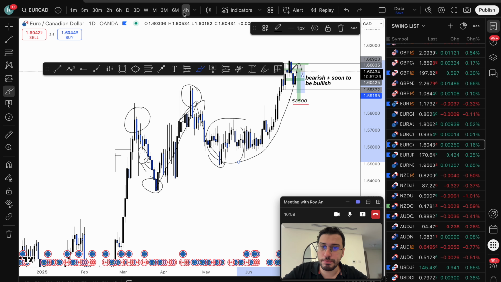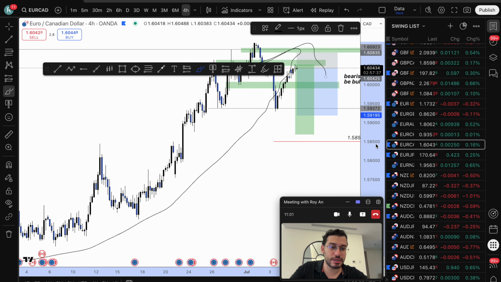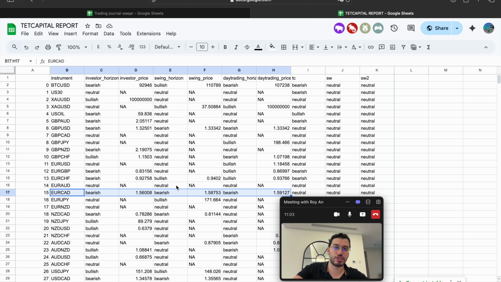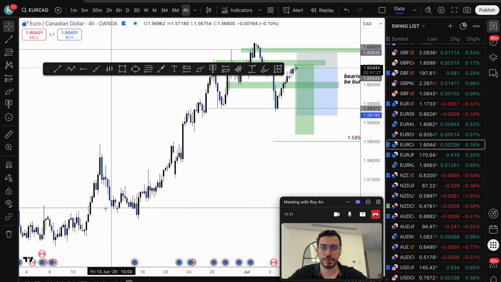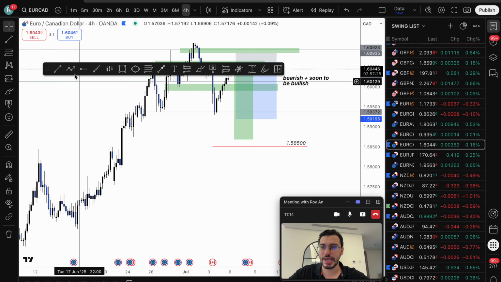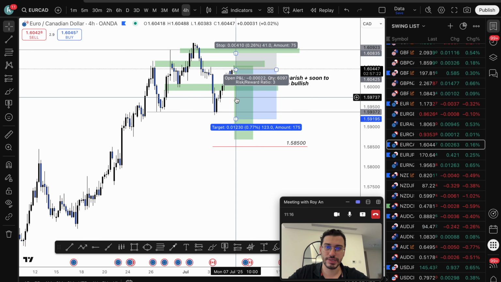So we look down at the lower time frames, we can see all of the time frames are bearish. We have the swing horizon, we have the investor horizon, and we have the day trading horizon. Everything is bearish. And therefore, I look at this lower time frame right here, and what do I see? Simply, the market was bullish, that bullishness ended, and the market shifted through to the downside right now.